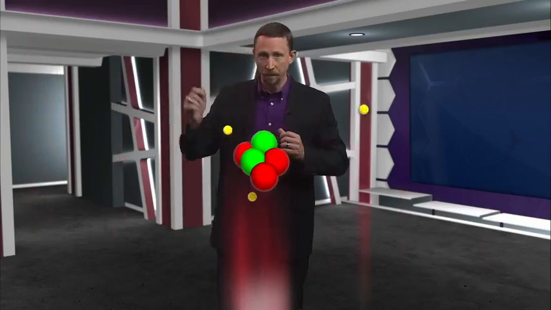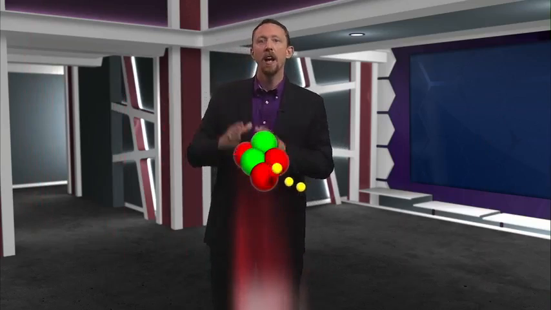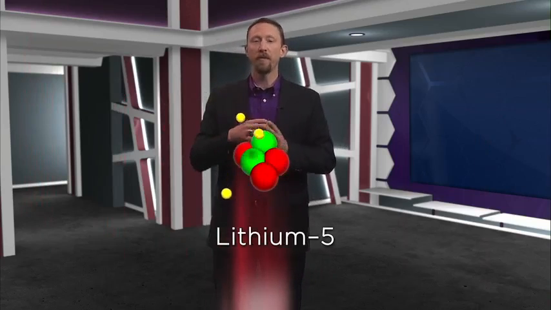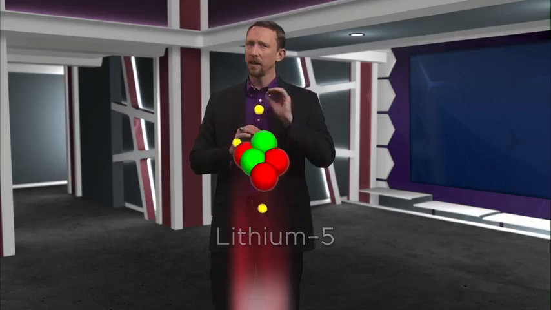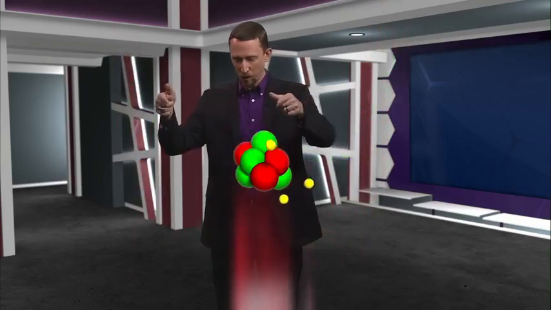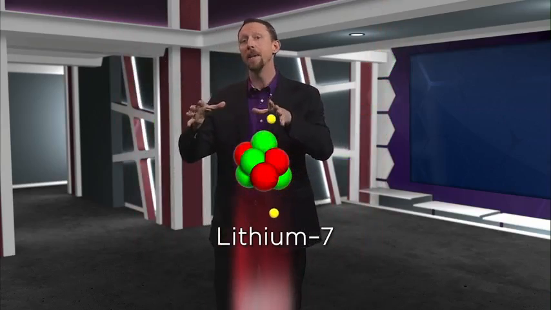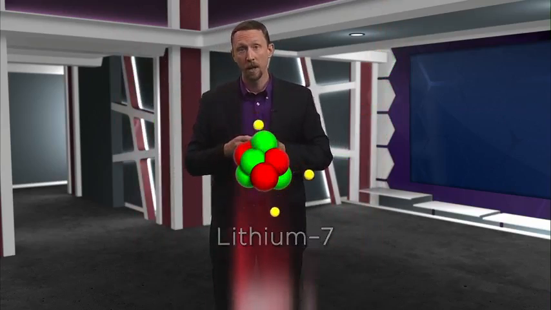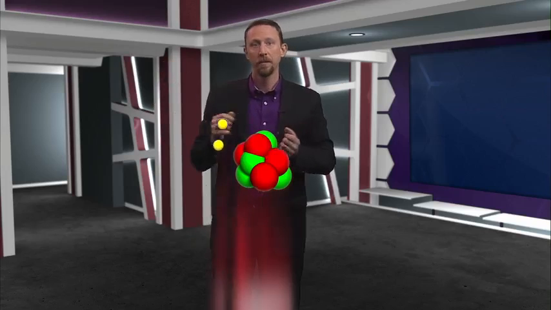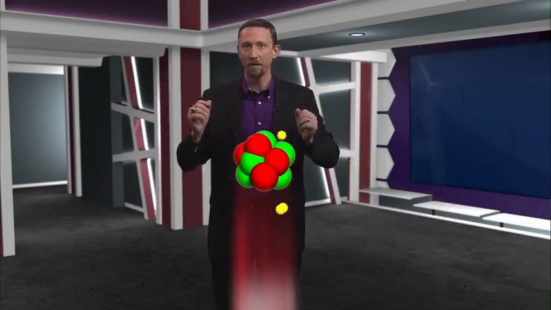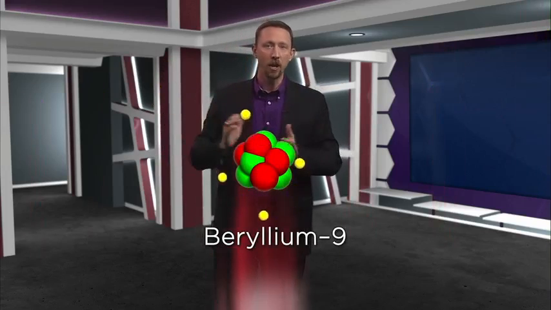Add another proton and an electron to balance it out. We have what would be called lithium-5. But lithium is most often found with 2 additional neutrons as well, making it lithium-7. This is the most common isotope of lithium. Add another proton and another neutron and another electron, we get beryllium-9, and so on.